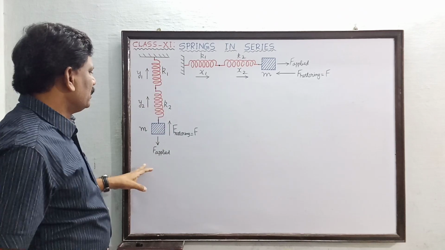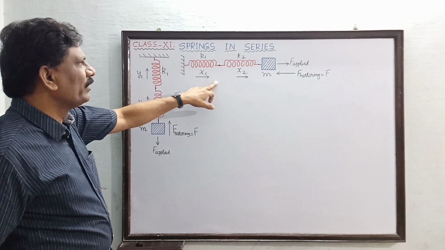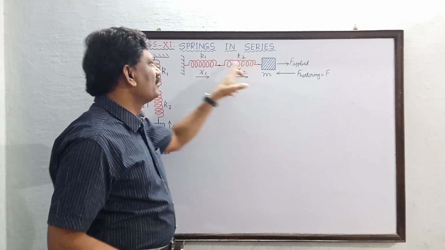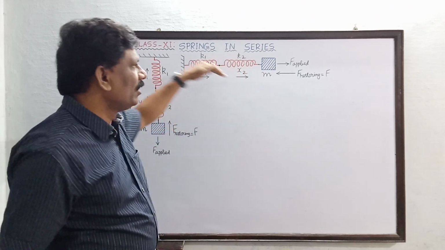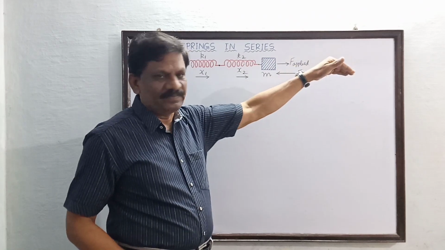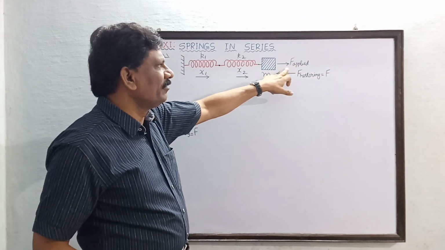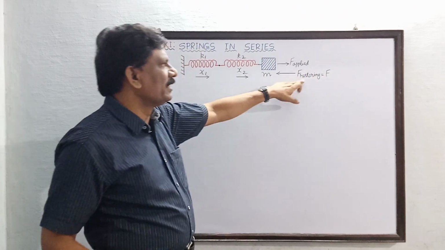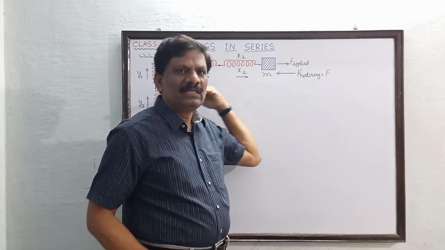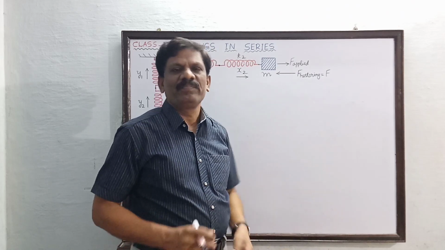Similarly, in the second picture you can see two springs of spring constants K1 and K2 connected in series along the horizontal direction. This is F applied, which acts along the positive x-axis, and the restoring force is acting along the negative x-axis.